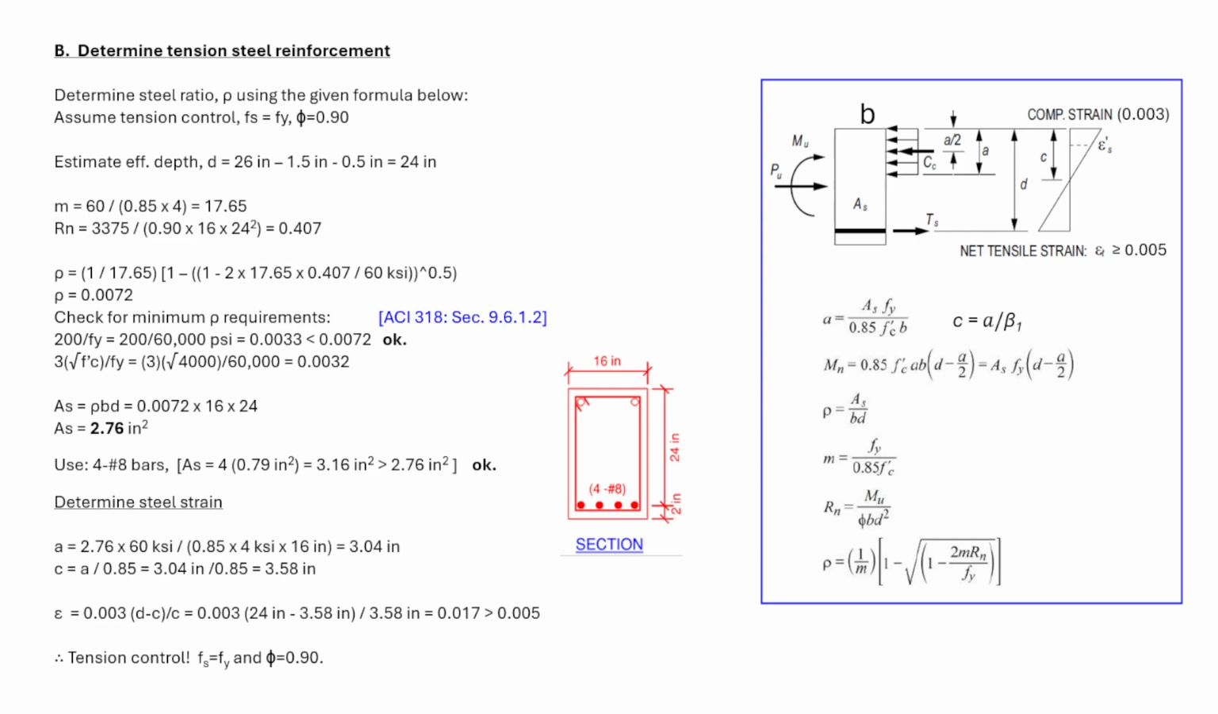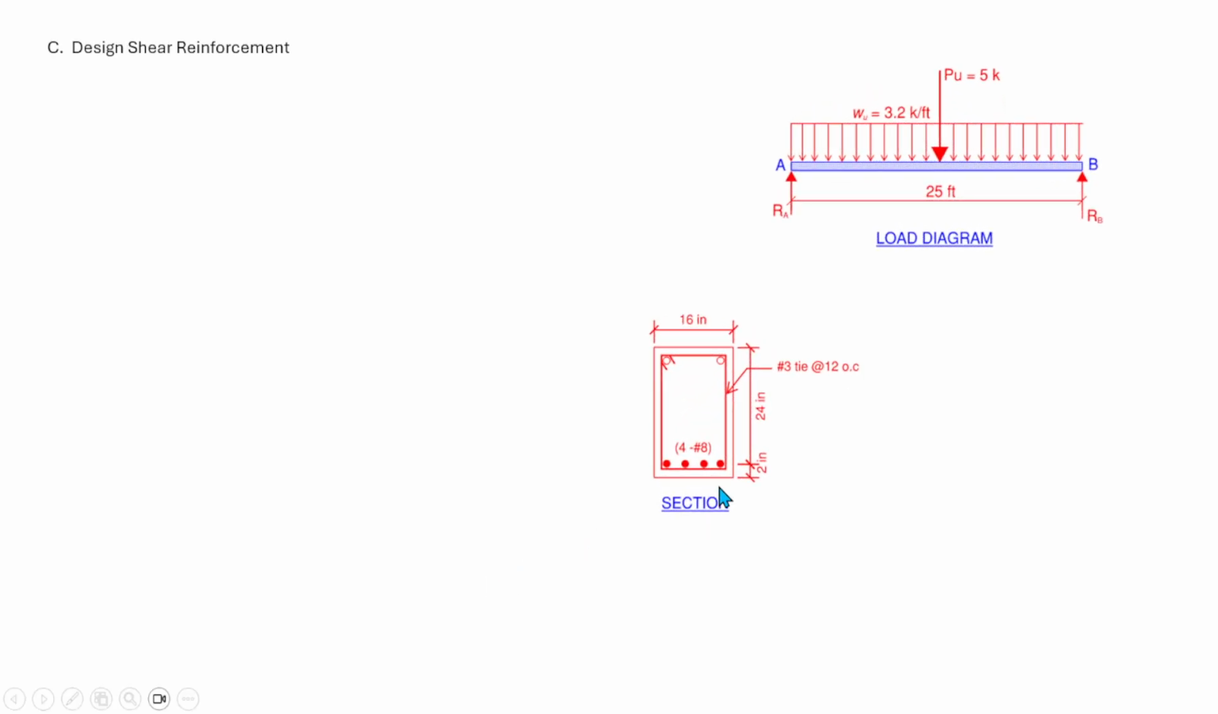Now we can proceed to the design of shear reinforcement or the stirrups. We will determine the spacing of the stirrups for these sections. So we have the beam where we have already reflected the factored wu of 3.2, and the factored concentrated load is equal to 5. We have already determined that previously. So for the design shear strength, we have to calculate the reaction at point A or point B.